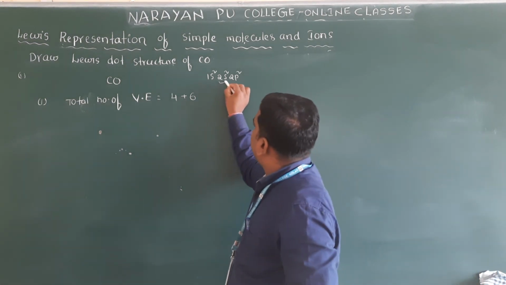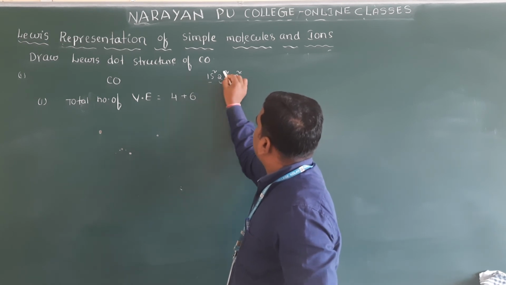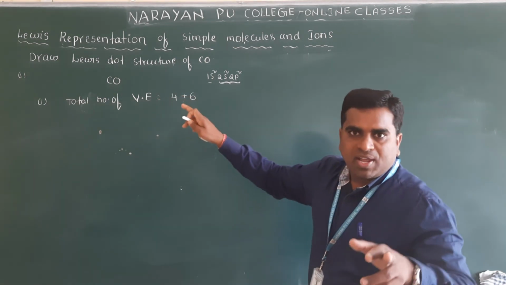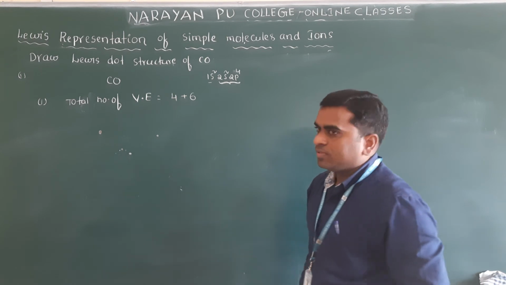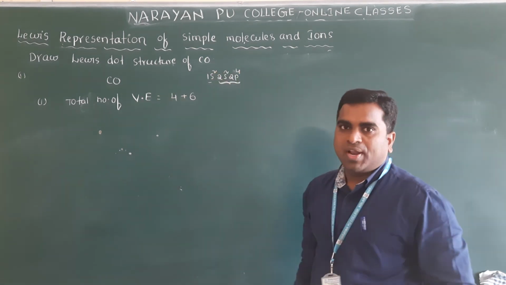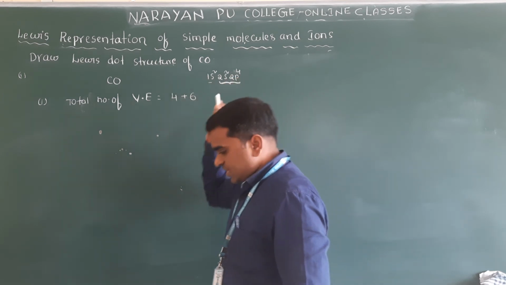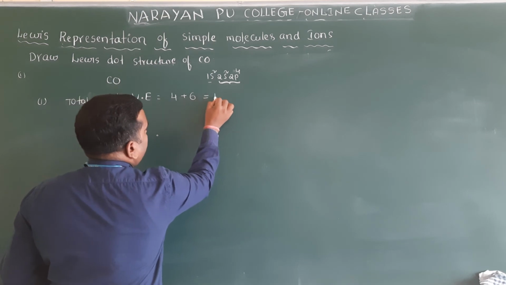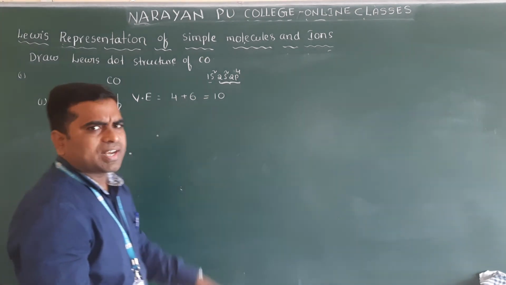The 1s is the inner shell, and the second shell is the outermost shell. So how many valence electrons? 4 electrons. Oxygen has atomic number 8, so 1s2, 2s2, and 2p4. 2 plus 2, 4, 4 plus 4, 8. So how many valence electrons are present? 4 plus 2, 6. Now, how many total electrons are here? Total 10 electrons.